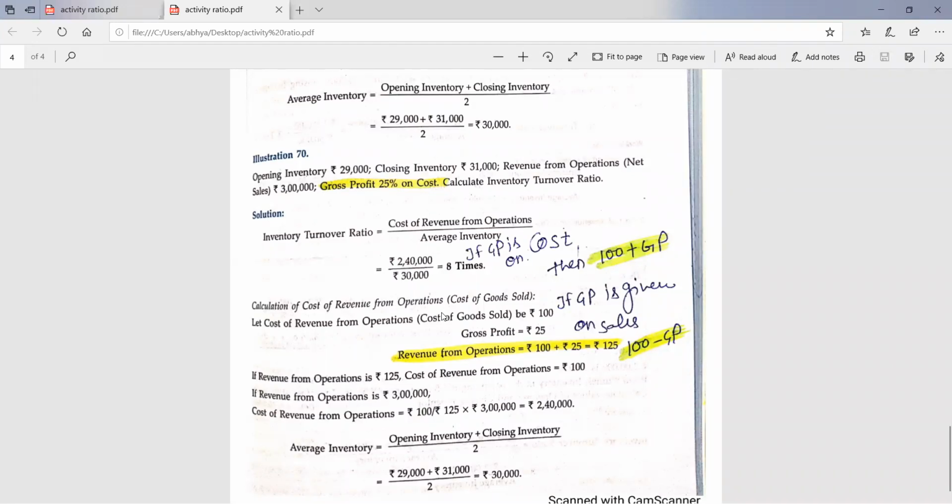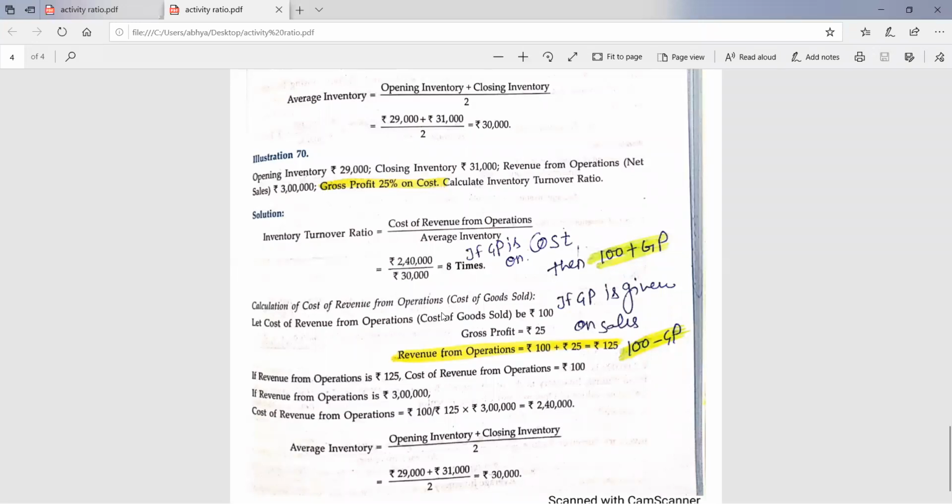And if the reverse case is there, 3 lakh is COGS and GP is given on sales, then the formula will be 3 lakh into 100 upon 75. Okay, plus GP, minus GP, the formula will remain same. In one case you have to add GP and in another case you have to deduct GP from 100 because it is in percentage form. That's why we are deducting it from 100.